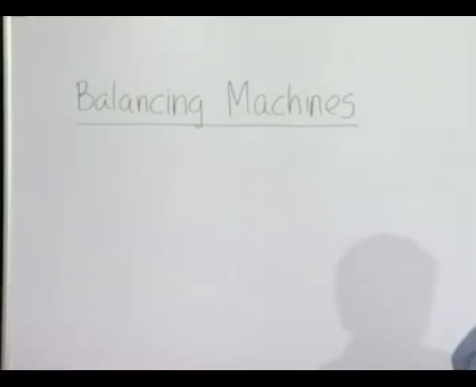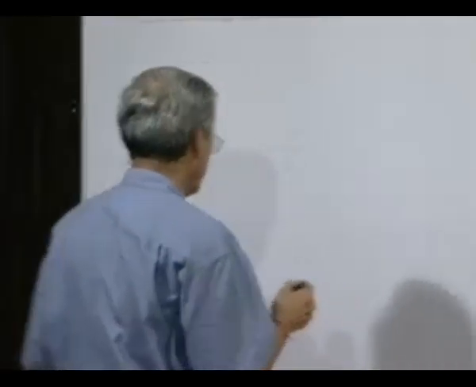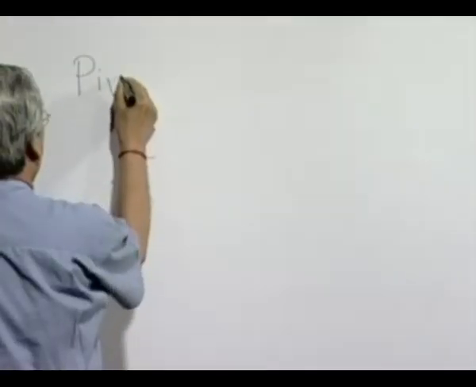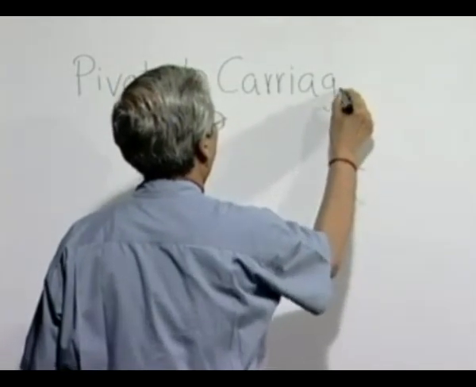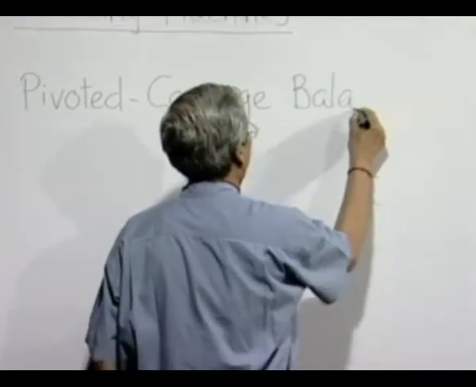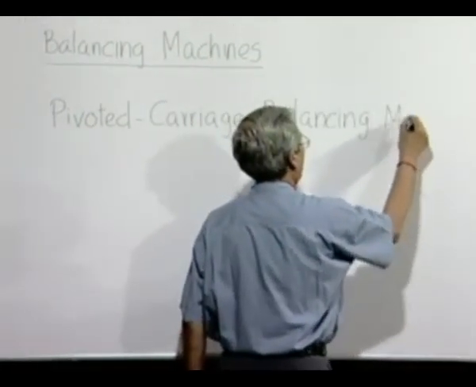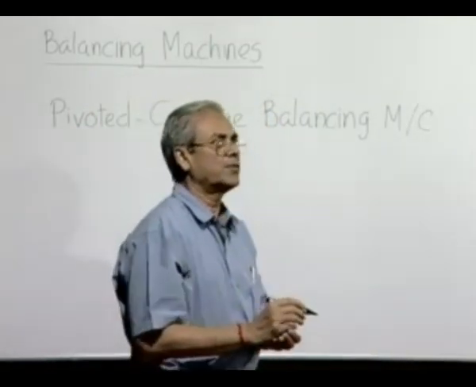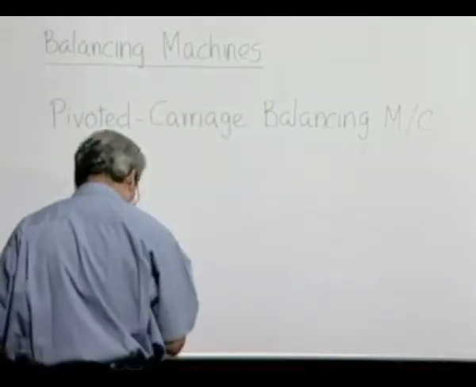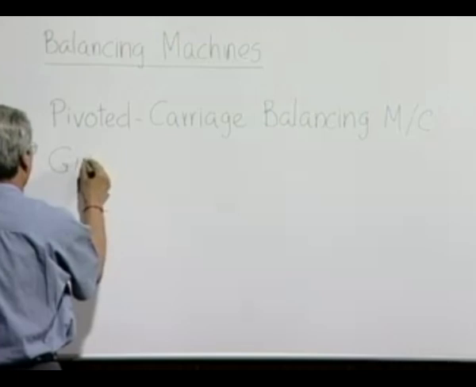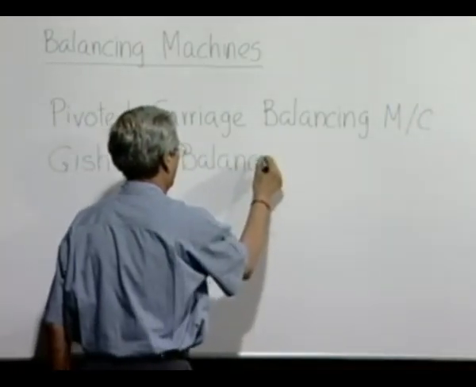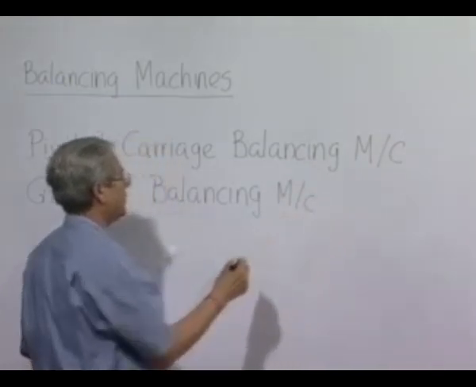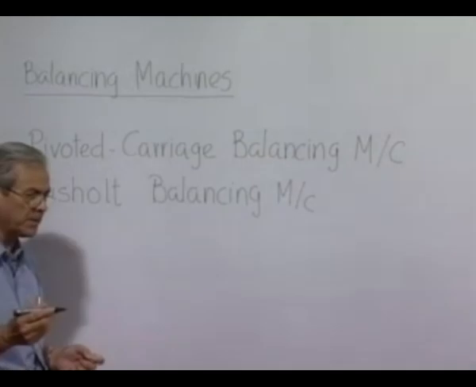We will take up two types of machines. One, a very simple and rather crude version, which is called the pivoted carriage machine. The other is slightly more sophisticated and provides better accuracy, and that is called the Gestalt balancing machine. The basic principles are very similar.